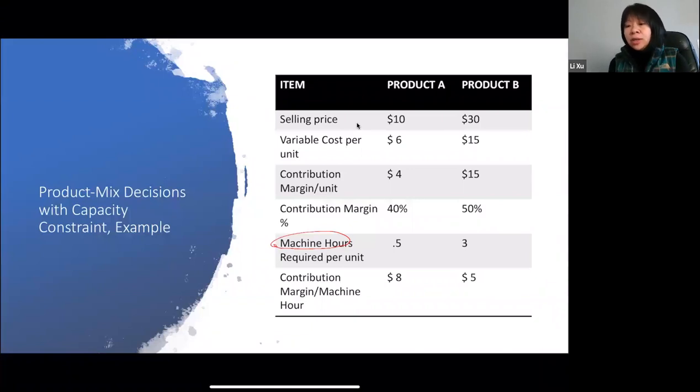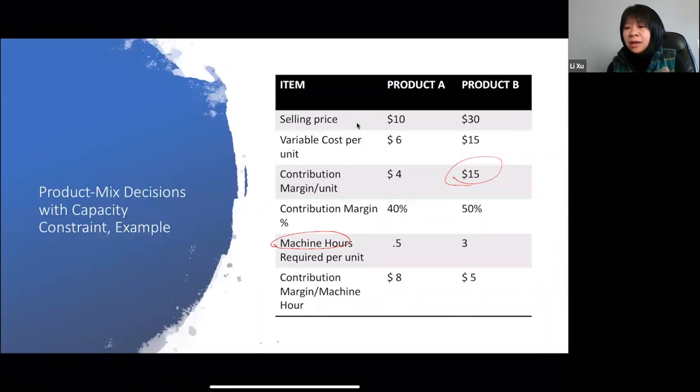And which product should you produce? If you just look at this, a lot of students say we should produce product B because look at this, it has a higher contribution margin. But that's not the right answer because here you should look not at the contribution margin per product. Instead, we should look at the contribution margin based on the constrained resources.